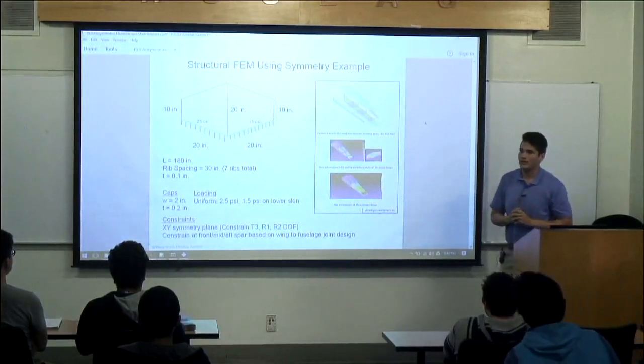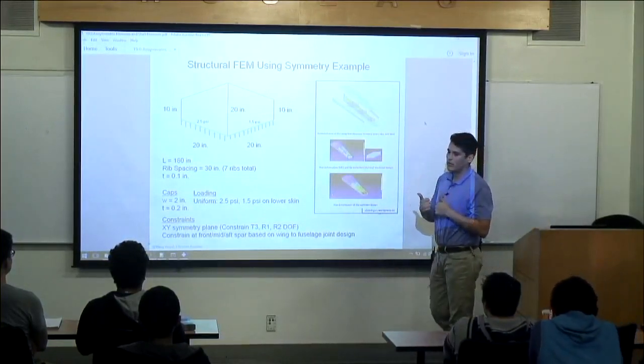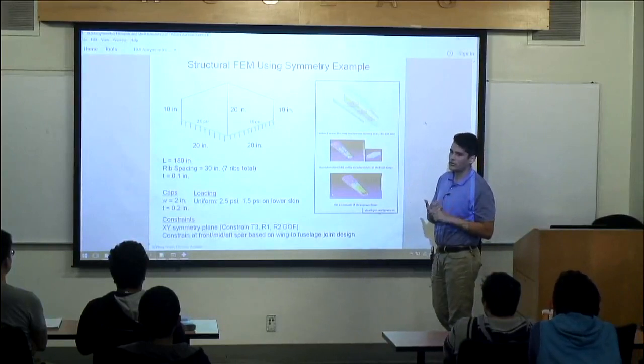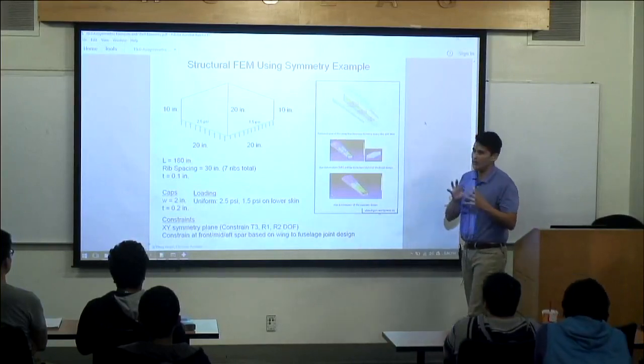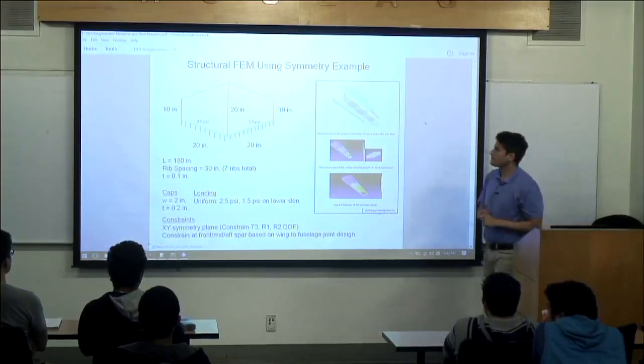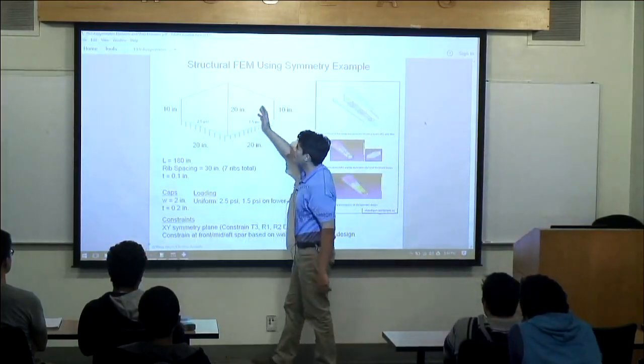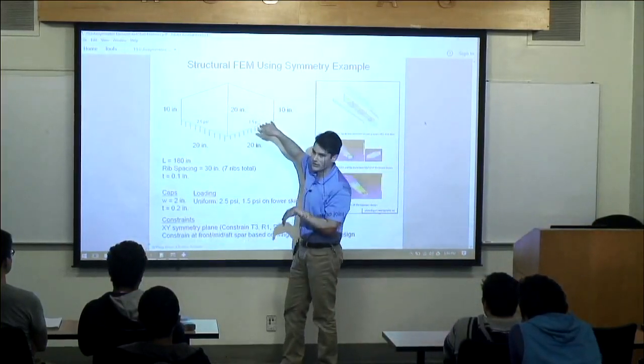And I can analyze that alone, and then I can just apply the loads that come in from the control surfaces and the leading edge to wherever they mate with the wing box. So here I'm going to call this my forward spar, my mid spar, and my aft spar. This is a cross section, looking this way.